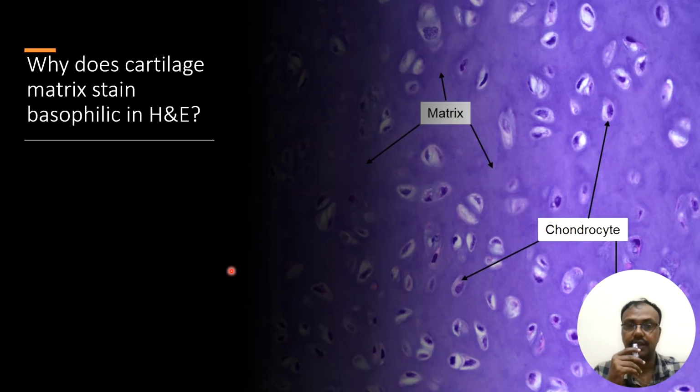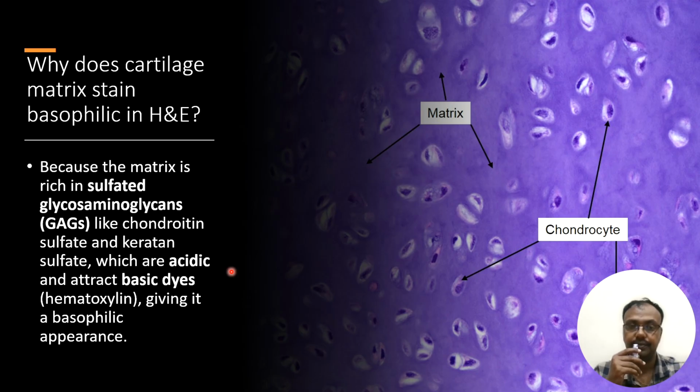Why does cartilage matrix stain basophilic in H&E? This is specifically seen in hyaline cartilage. Because the matrix is rich in sulfated glycosaminoglycans like chondroitin sulfate and keratan sulfate, which are acidic in nature and attract the basic dye, that is the positive dye, hematoxylin, giving it a basophilic appearance, as in this diagram.